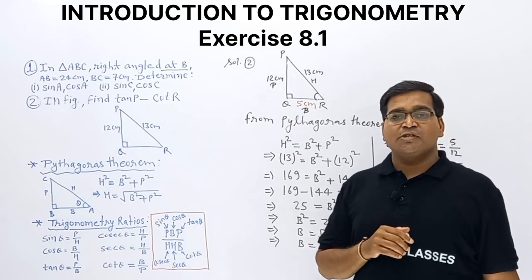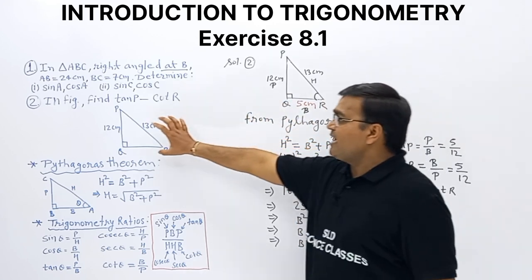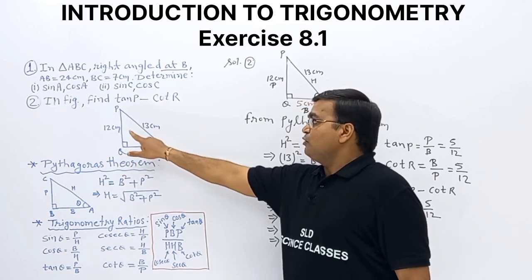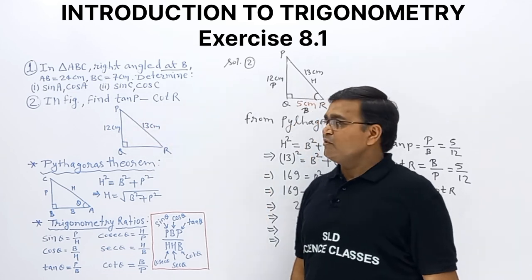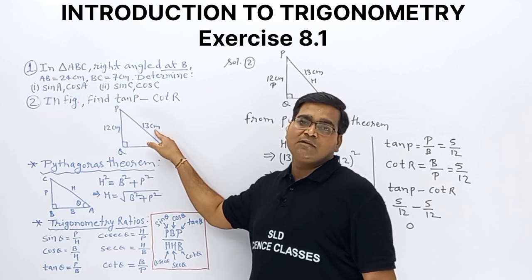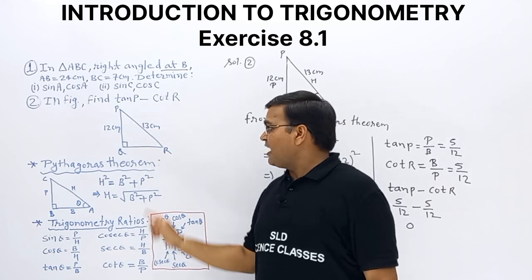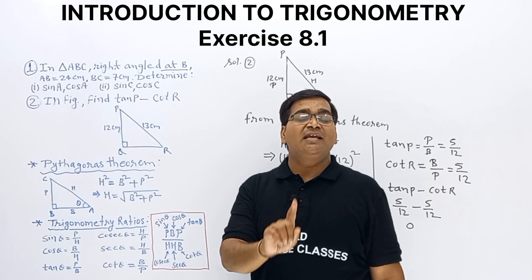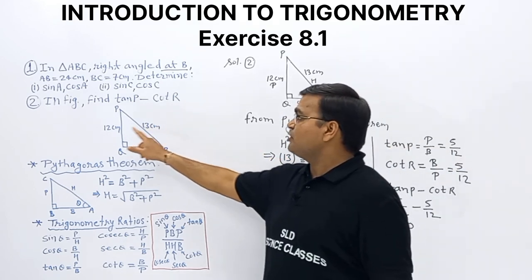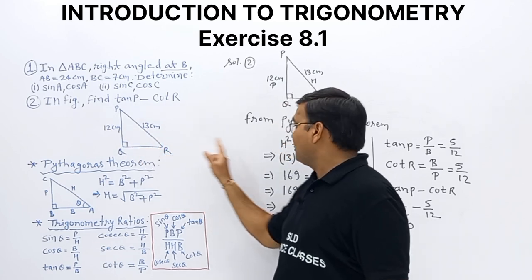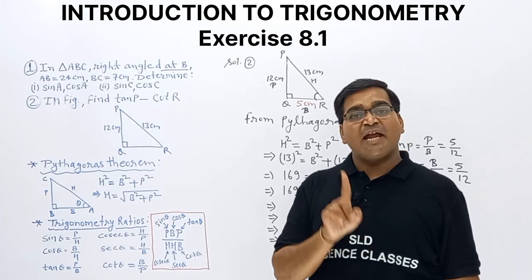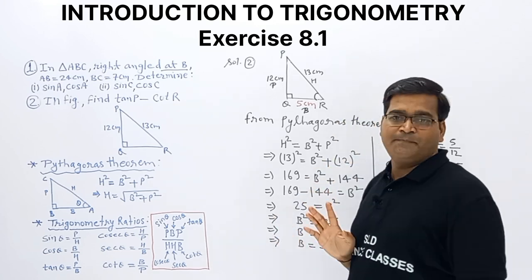What we are doing in this question: in question number 2, one diagram is given. Q is 90 degrees and two sides, this one and this one, are given. Once this is an acute angle, then this will be perpendicular, this will be hypotenuse, and this will be base. To find this base side, we use the Pythagoras theorem. Put the given values, hypotenuse and perpendicular, and then the base will be 5 centimeter. Pythagoras is applied for a right triangle.